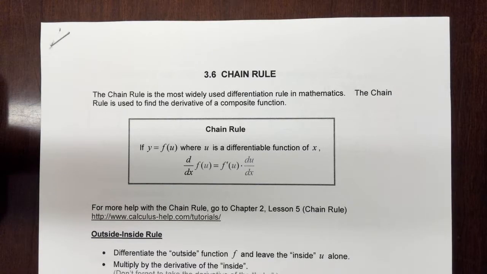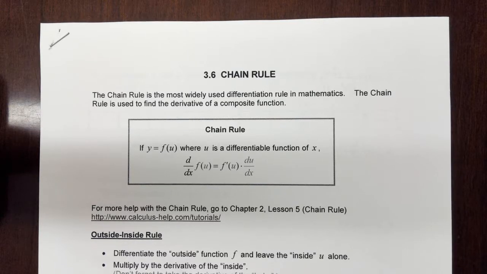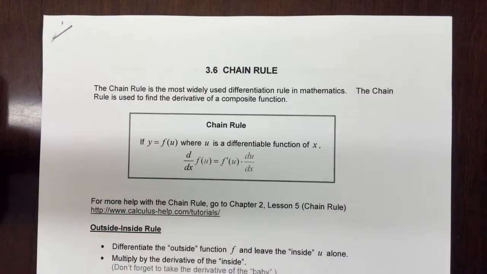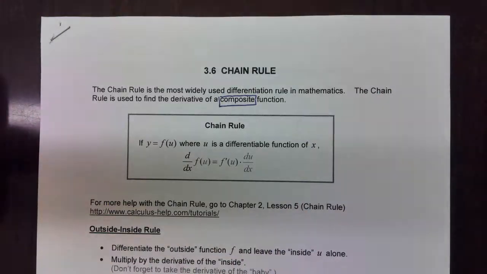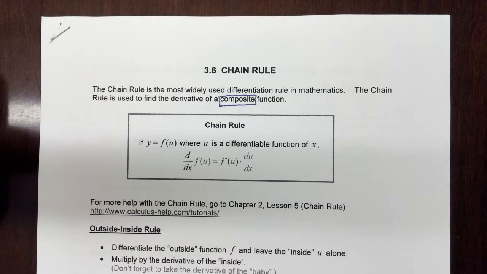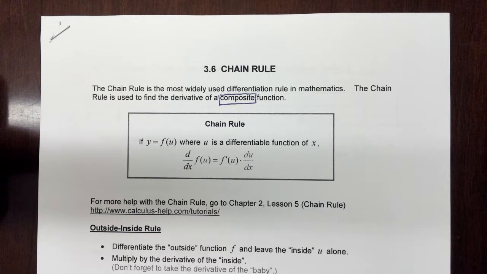Okay, section 3.6, chain rule. So the chain rule is the most widely used differentiation rule in mathematics. The chain rule is used to find the derivative of a composite function. Okay, so a composite function is a function within a function. So it means I have a function, and within that function I have another function.